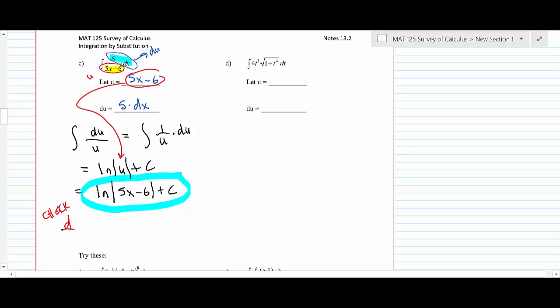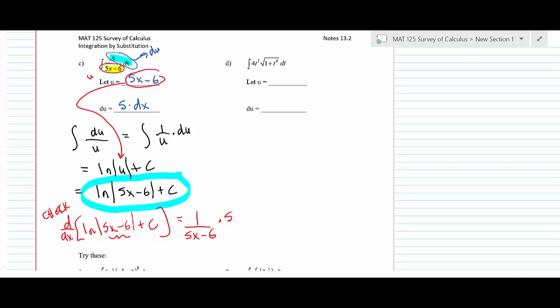If I was doing the derivative of ln of 5x minus 6, how do you do that derivative? 1 over the function, and then what? Times the derivative of the function. Yeah, so that would be 1 over 5x minus 6. The derivative of that is 5. Does that take you back to the beginning? It does. If you look at the original integral, you have 5 over 5x minus 6. So we must have done that correctly. All right, so that's how that one goes.